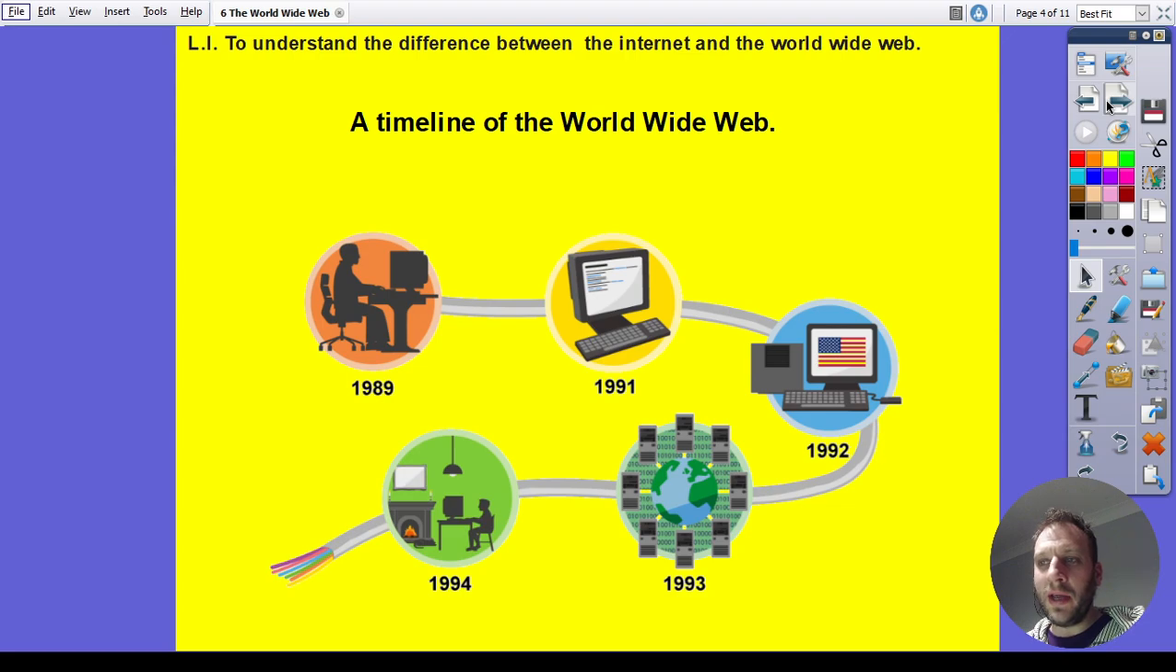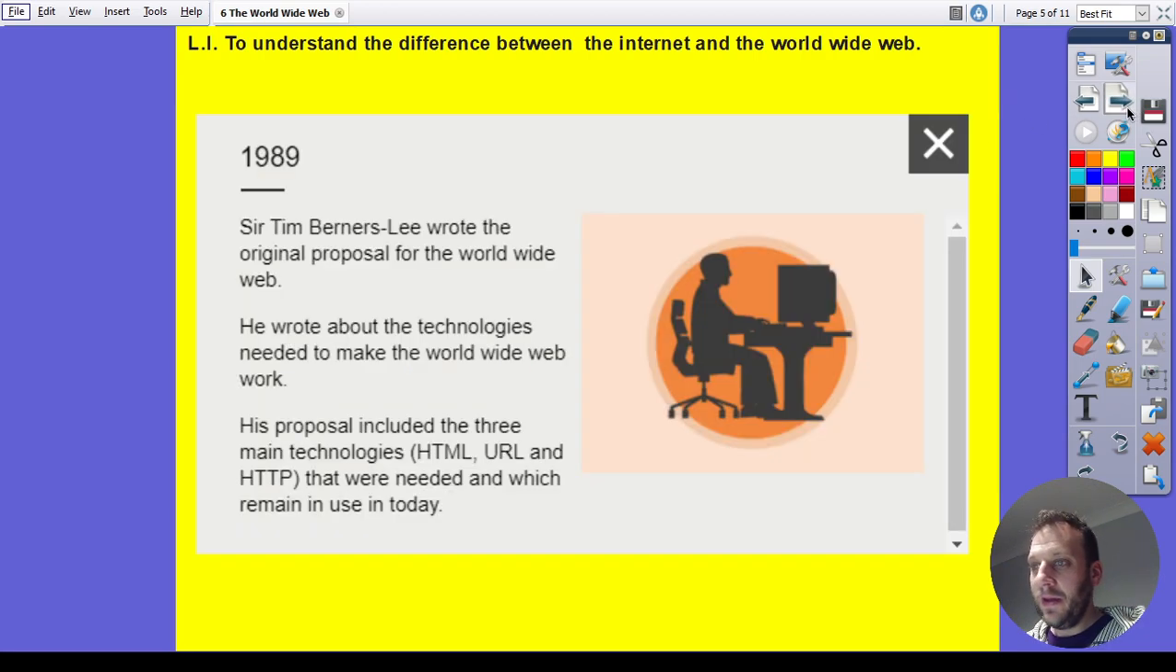So we're going to have a little look here at the timeline of the World Wide Web, where it started and how it developed. So we're going to start off in 1989. And that is with Tim Berners-Lee. He wrote the original proposal for the World Wide Web. He wrote about the technologies needed to make the World Wide Web work. His proposal included those three main technologies, HTML, URL, and HTTP. These are the things that were needed and would remain in use up until today. So that was back in 1989.